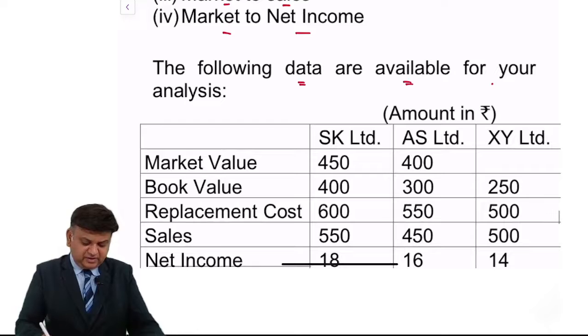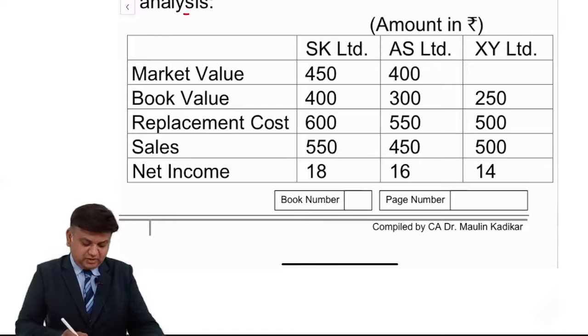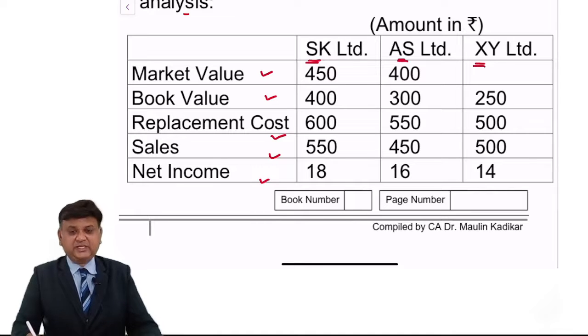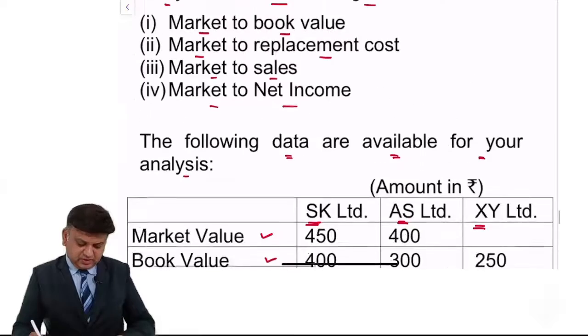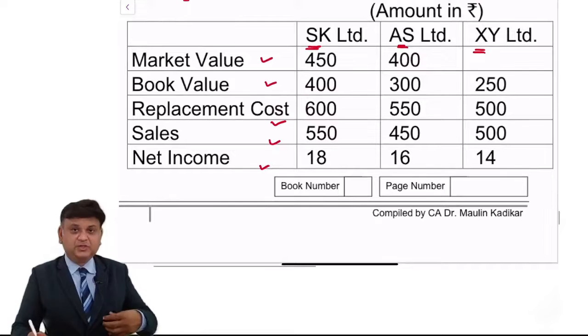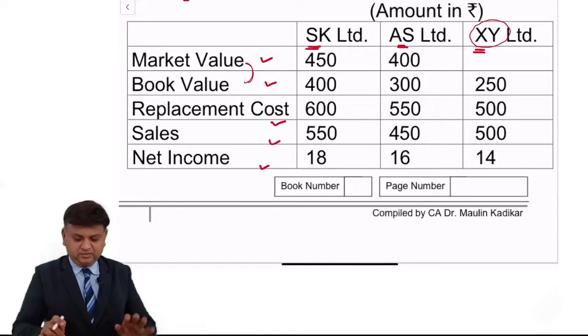The following data are available for your analysis. So the information is provided with respect to the market value, book value, replacement cost, sales and net income of SK Limited and AS Limited, and the company under valuation, that is XY Limited. I request all of you to go through the question, please. Dear students, as per the given information, we are required to do the valuation of XY Limited using the market to book value approach. So it's very simple.